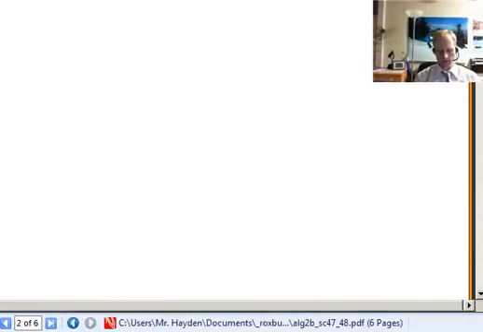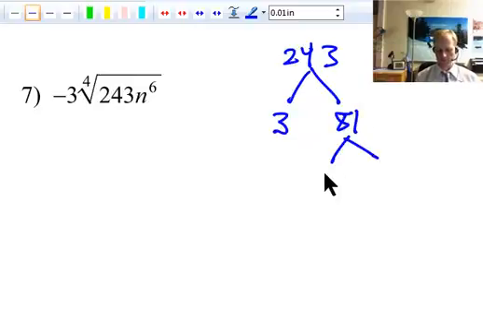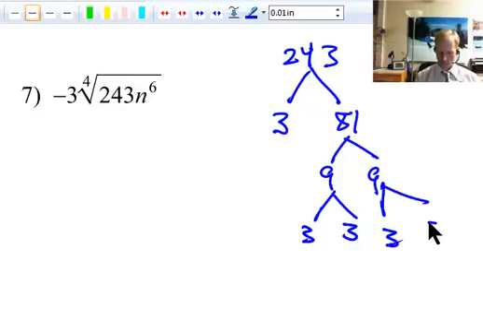Alright, now I have an expression with variables to simplify. So I pretty much do the same thing. I need to do a factor tree first, right offhand, and I can tell 243 is divisible by 3, which is 9 times 9 is 81. So I get 243 is 3 to the 5th power.